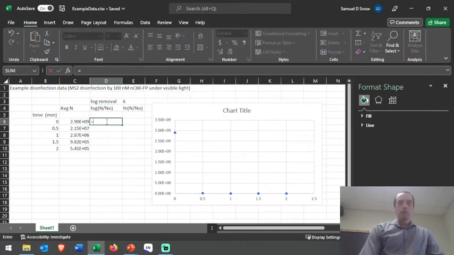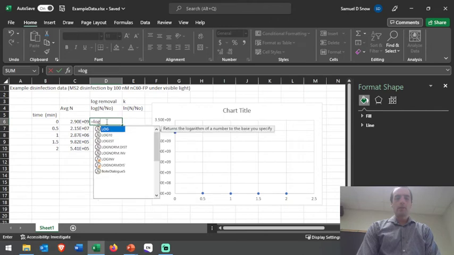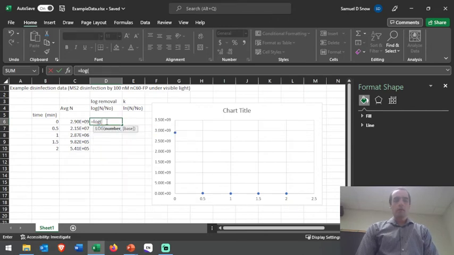Okay, so all we have to do is say this is going to be equal to the log of our current n for that time divided by the initial n we started with. Here is a neat little Excel shortcut.